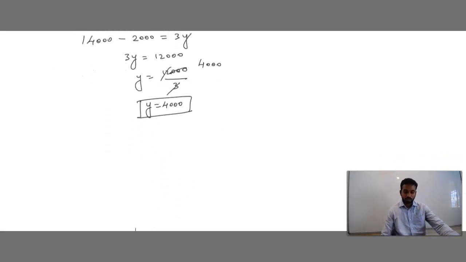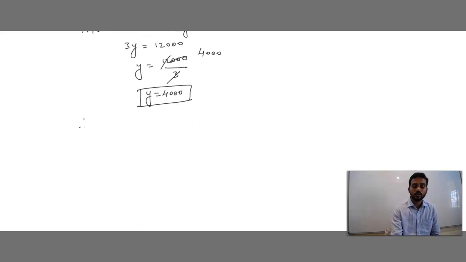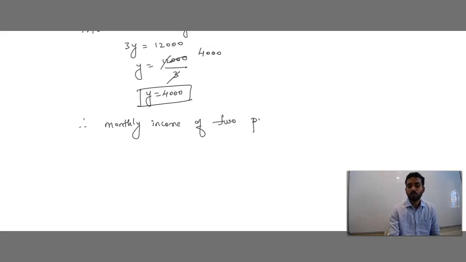So what is the monthly income of the 2 persons? So the monthly income of 2 persons is rupees, what is x? 2000. Monthly income of 2 persons, that is how much is the monthly income of the fellow?